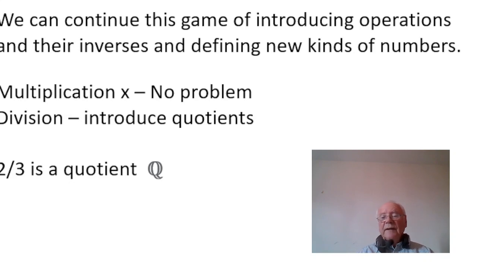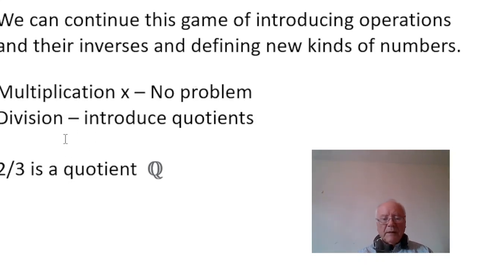Well, we can continue this game of introducing operations and their inverses, and where we need to, we can define new kinds of numbers. So we go to multiplication, for example, and that's the x sign or the times sign. There's no problem with that. If you start with any Z number and you multiply it with any other Z number, then the answer will be another Z number. On the other hand, the inverse of multiplication is division.